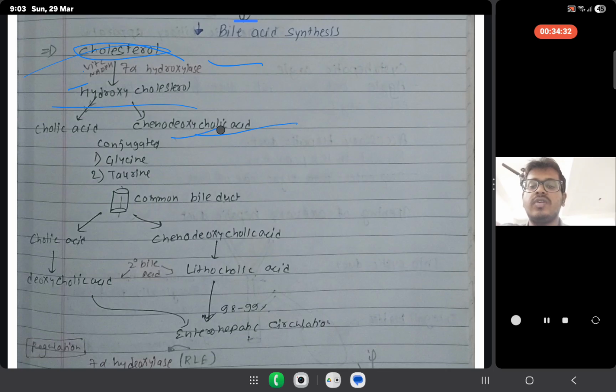Then comes the conjugation, that is with glycine and taurine. In the common bile duct, it is converted to conjugated cholic acid and deoxycholic acid. In the intestine, it is converted to deoxycholic acid and lithocholic acid. So in enterohepatic circulation, 95 to 98% of these deoxycholic and lithocholic acids go back.